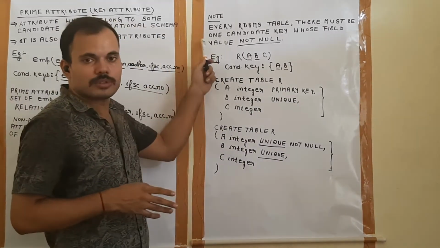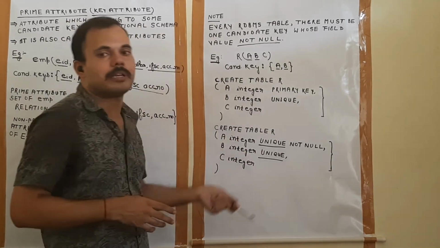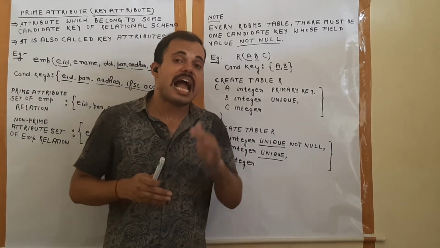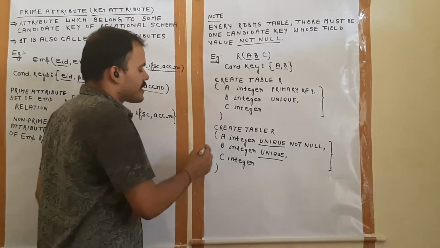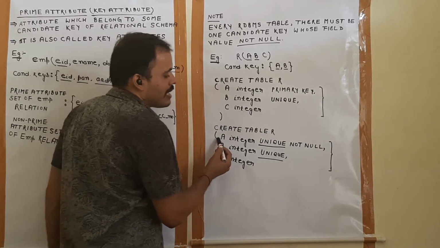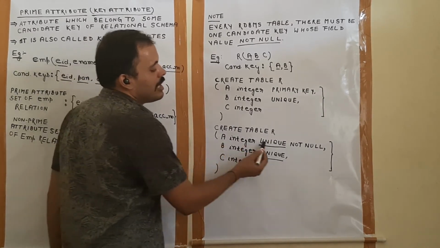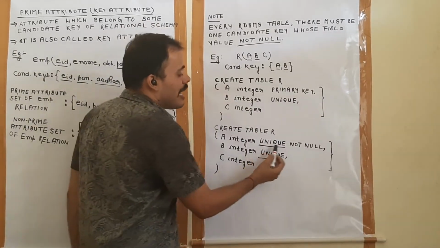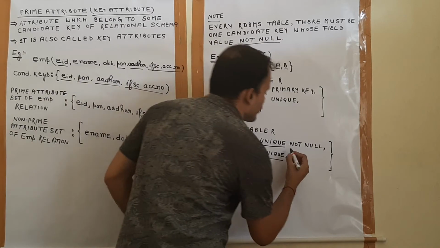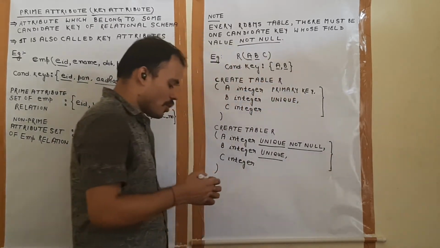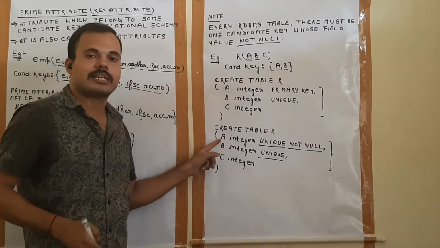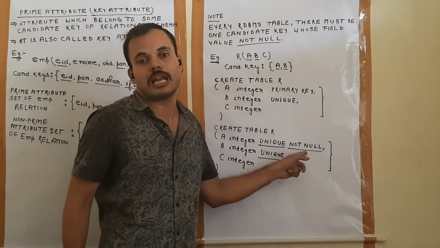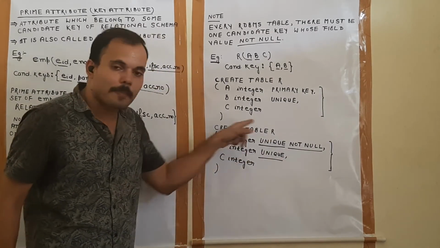But according to this note, if there is no primary key, we have to make an alternative key not null. So this A is the alternative key. Why is it an alternative key? Because unique keyword is there. Unique key is used to represent alternative key, and it is not null. So there is a candidate key whose field value is not null, and there is no primary key.